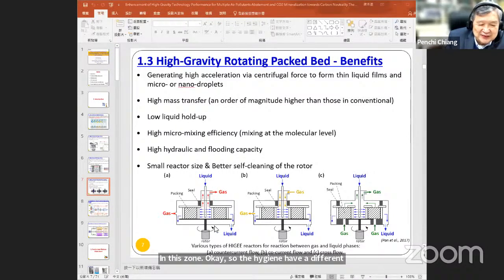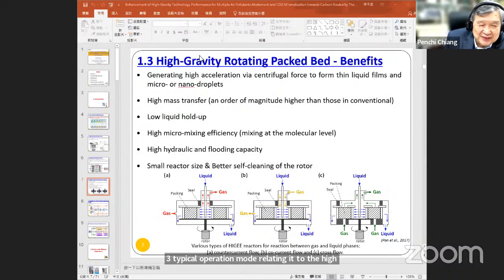So you can see the liquid goes from the top to the bottom, and then the gas from the bottom to the top. This is the so-called countercurrent flow mode. And this one is called co-current. This is like the cross flow. So these are the 3 typical operation modes related to high gravity, the high G.